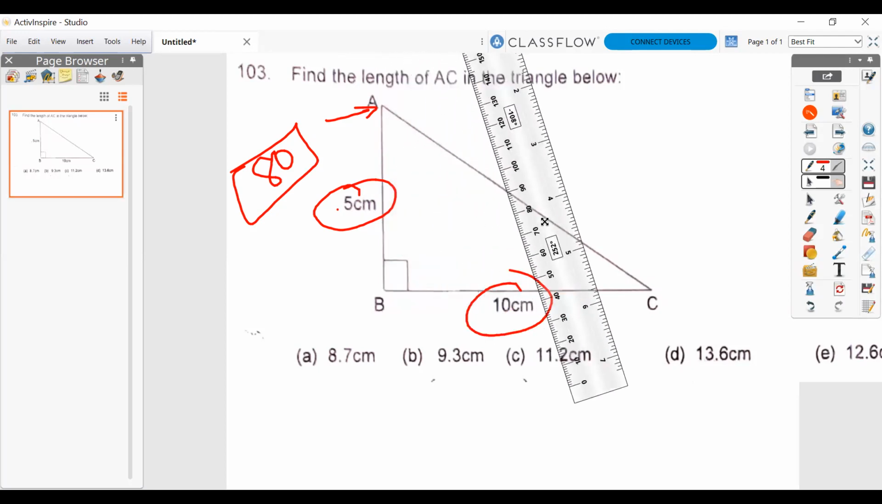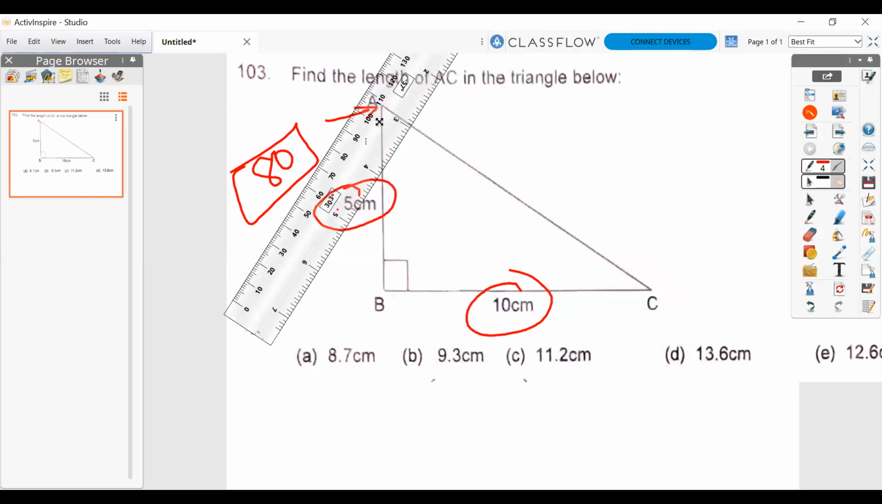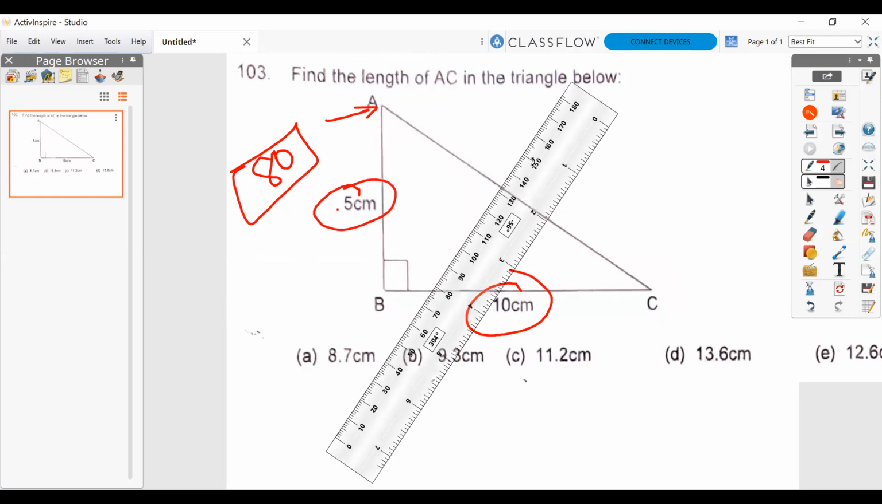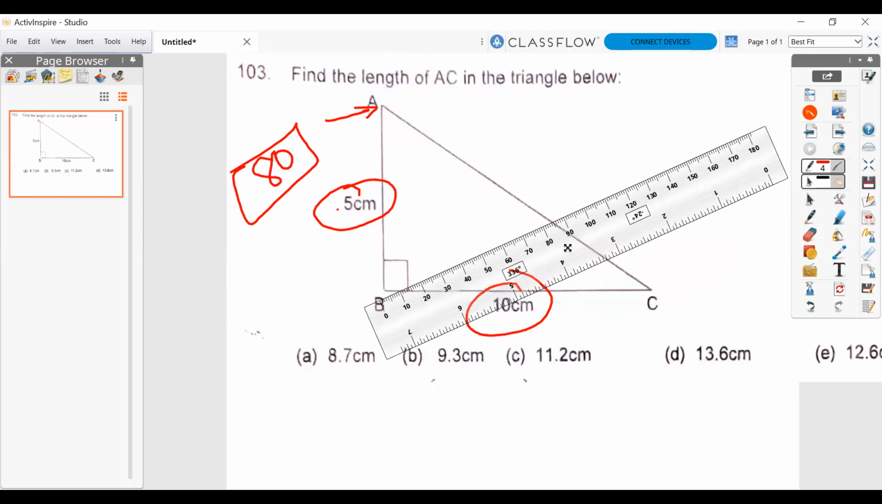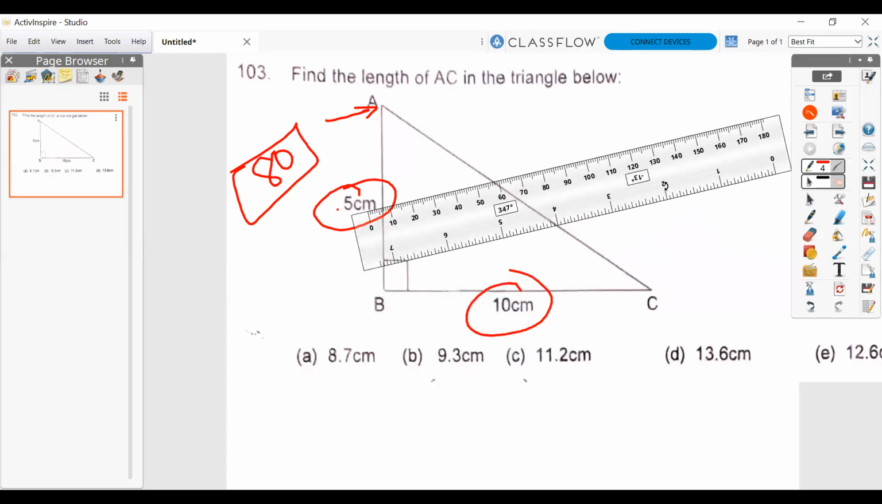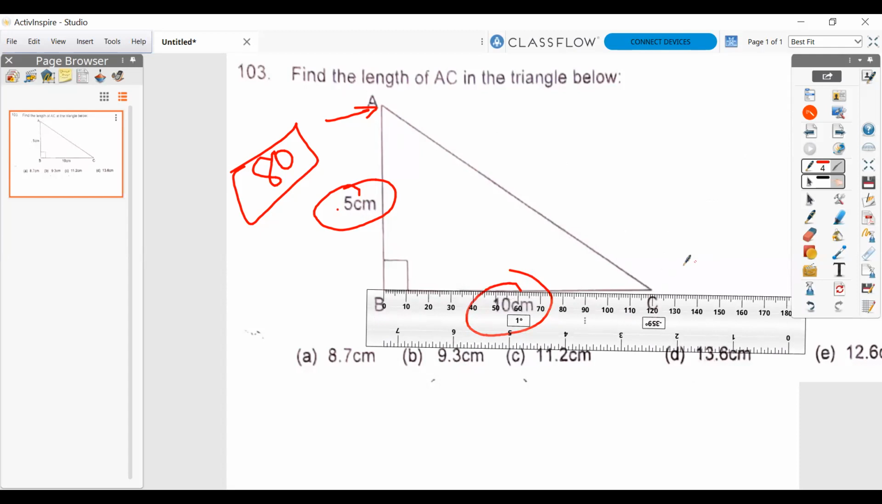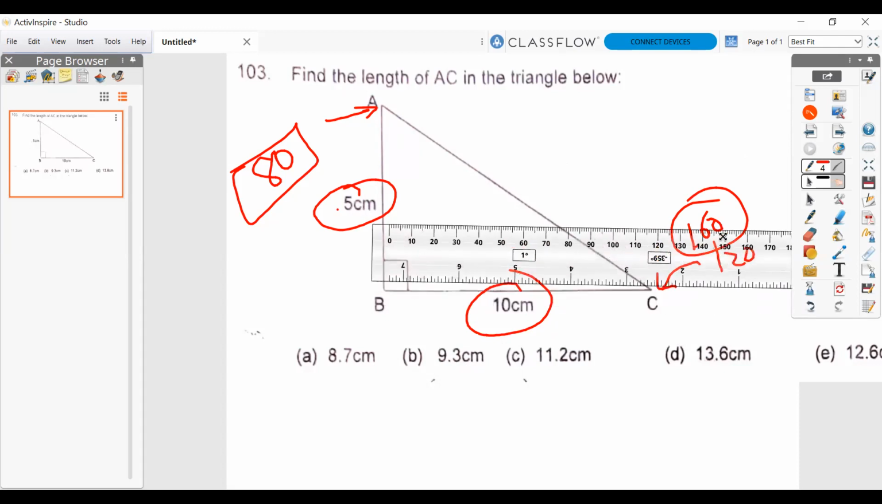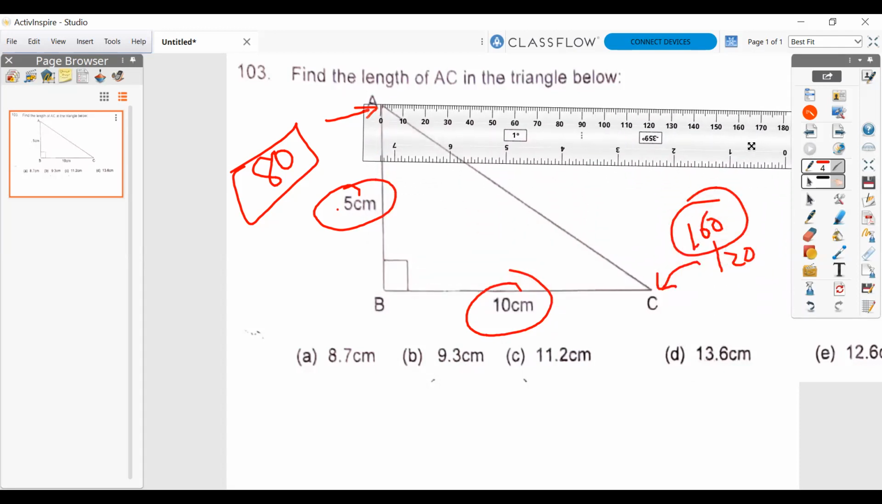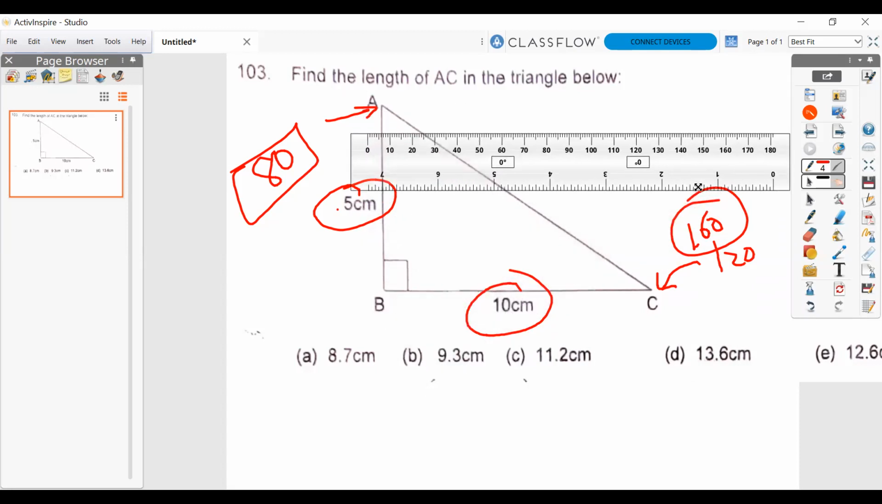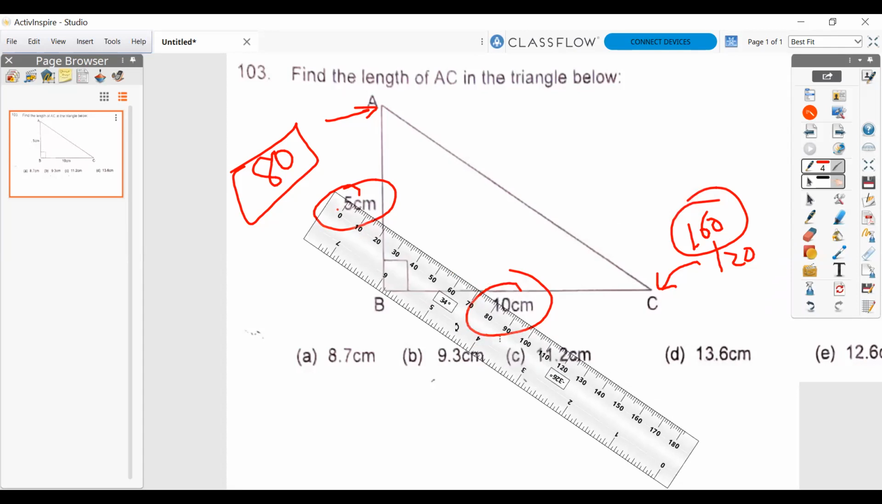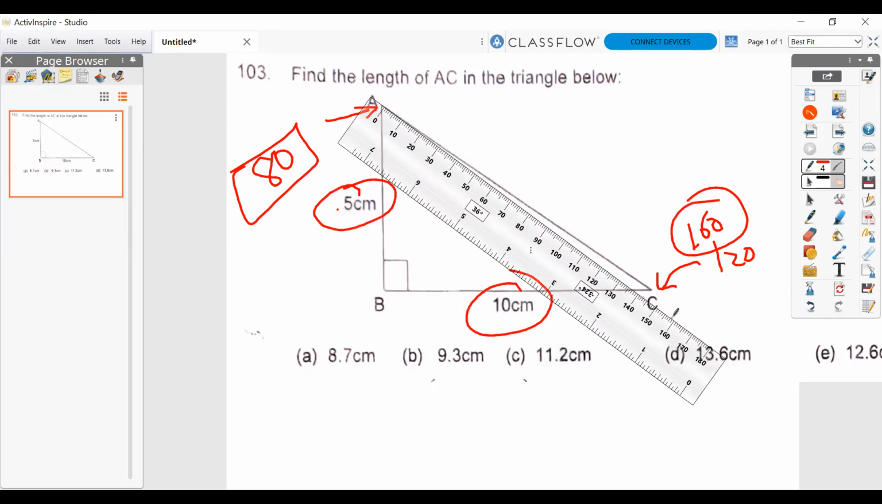Now, here I have my 10. If I try to measure the horizontal, and I got 80 there, here I'm supposed to get times 2 because 10 is 5 times 2. Now, if I get 160 here, incidentally, it is not. This is 120. But assuming that it was 160, then you would simply come and measure from here to here.